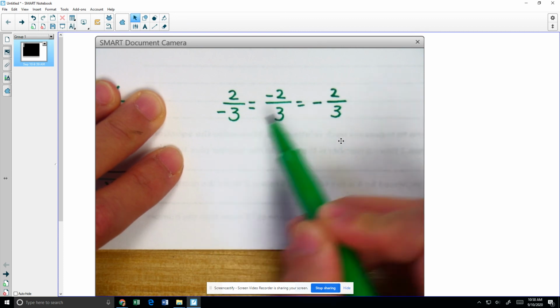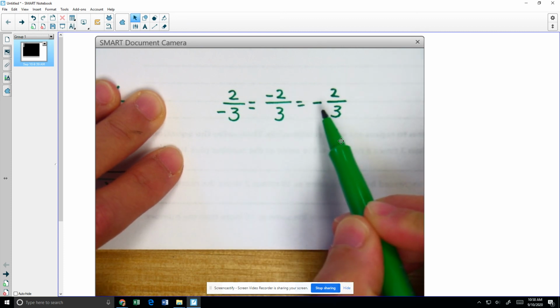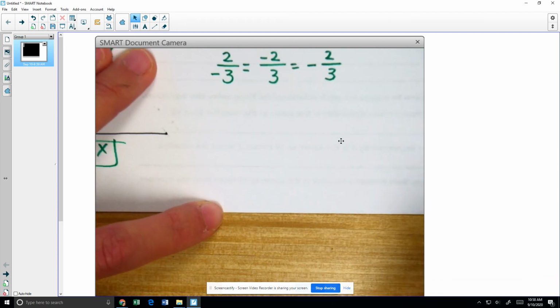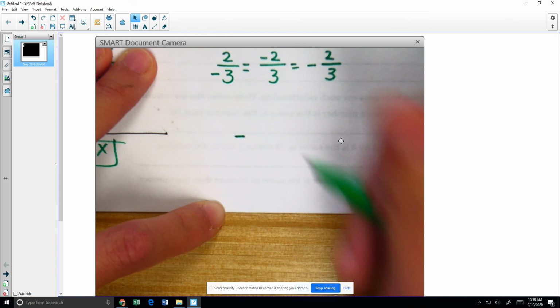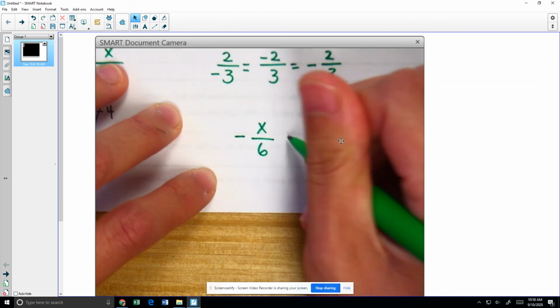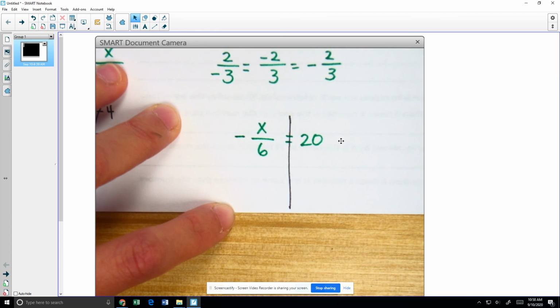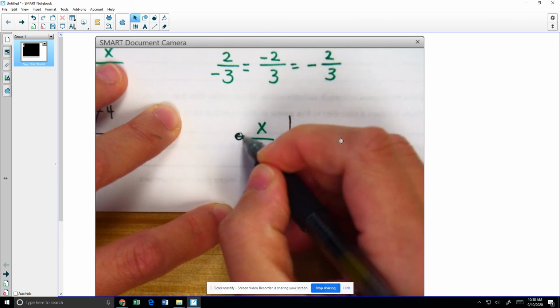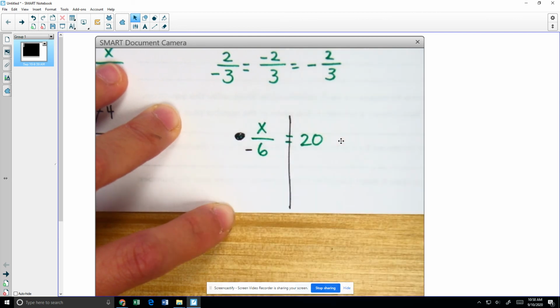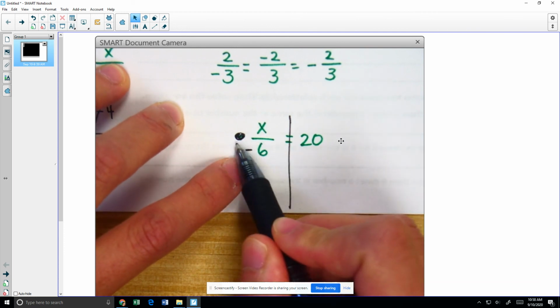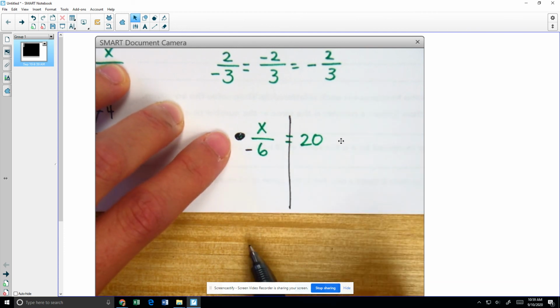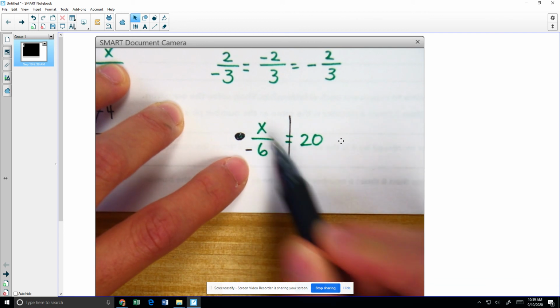The negative can be on the bottom. The negative can be on the top. The negative can be in the center. It does not matter. It's the same thing. Okay? So knowing that, what if I had a question like this? Negative is in the center. X over 6 equals 20. Well, the negative is in the center. I don't want a negative in my answer. So the easiest thing to do would be taking this negative and crossing it out and just bumping it to the bottom. Okay? And that's okay to do because the negative can be on the bottom, the negative can be on the top, and the negative can be in the center, and they all equal the same thing. So now I can just bump it to the bottom and now solve for x.